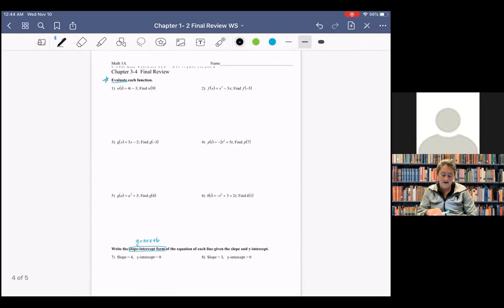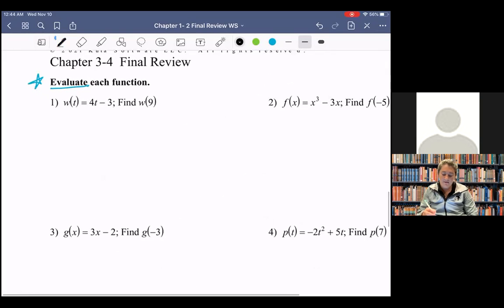But let's go right here to the chapter 3 and 4 final. So right back up to number 1. They give us this function. This function's name is w. And in the parentheses, they're just giving a heads up. They're saying, hey, by the way, t is the variable we're using. Maybe it stands for time. Maybe it stands for tomatoes. Maybe it stands for toucans. I don't know.